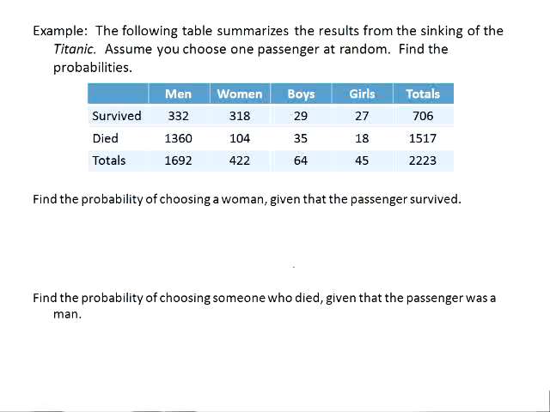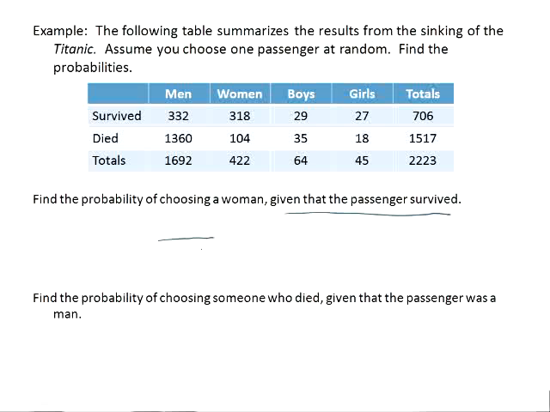Now let's look at an example where the data is summarized in a table. This summary gives the results from the sinking of the Titanic. You're choosing one passenger at random, and we want to find the following probabilities. First of all, we're going to find the probability of choosing a woman given that the passenger survived. So in the denominator, we're going to put the given part, given that the passenger survived.